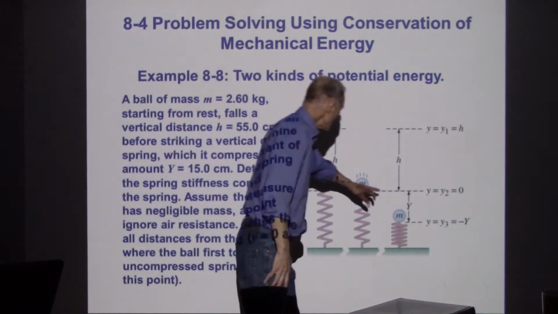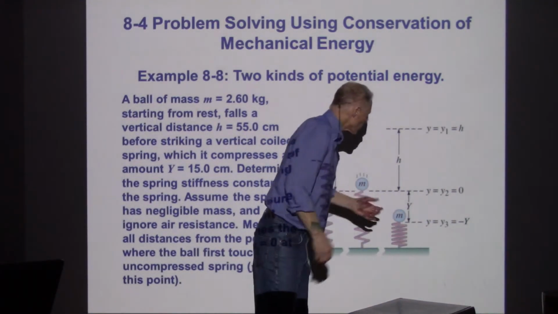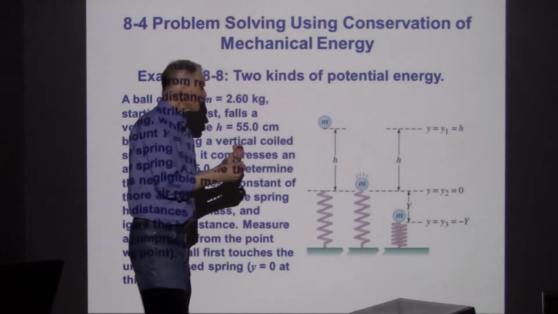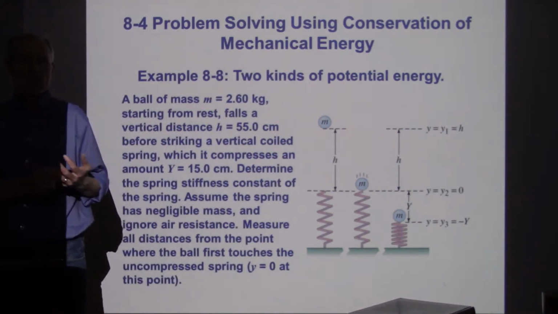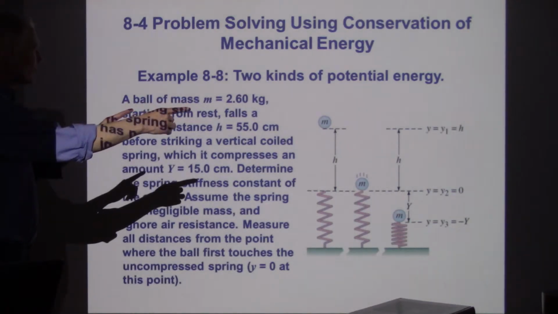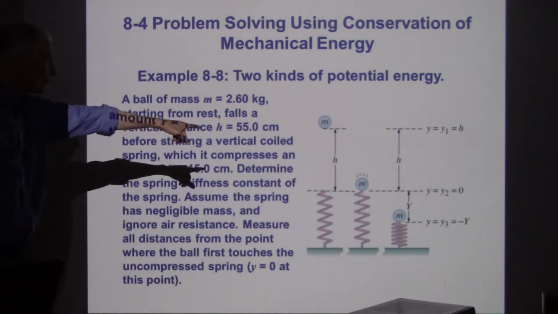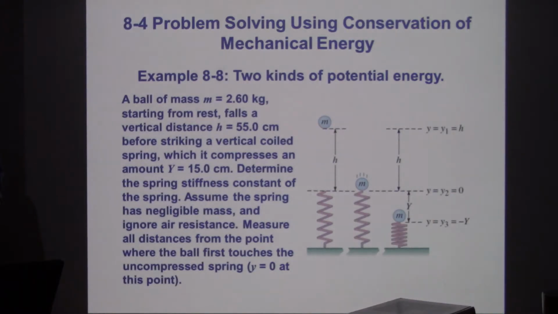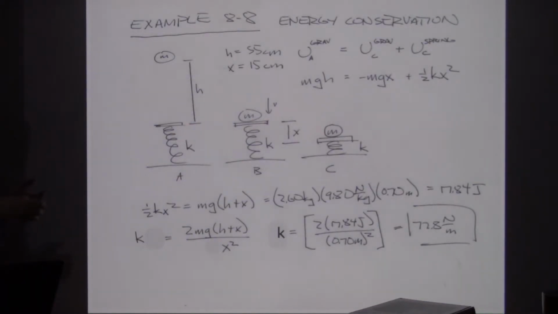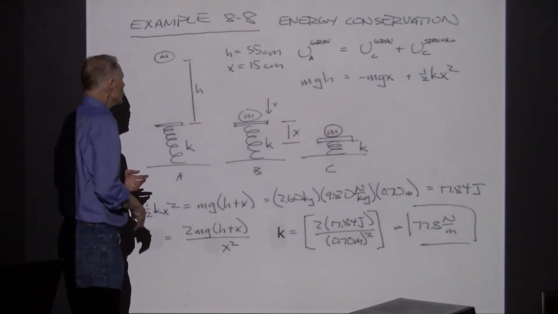Now, what's going to happen in this last picture is we're going to have to consider gravitational potential energy and spring energy. So spring energy did not show up in A or B, but it shows up in picture C. Let's see what we've got set up here. We may have to switch back and forth to keep track of all this.